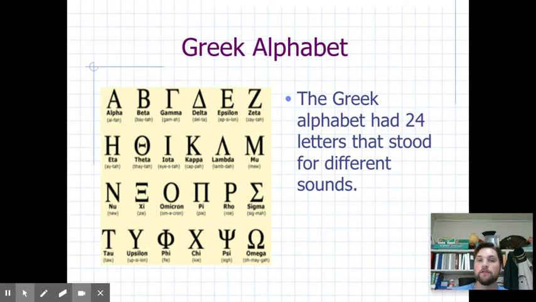Another neat thing, and this is your next heading, the Greek alphabet. Believe it or not, you might have heard of some of these before. If you've ever heard of a fraternity or a sorority, such as Alpha, Beta, Gamma, you've heard of those. Those are from the Greek alphabet. It had 24 letters, and it stood for different sounds, and they're still used today.